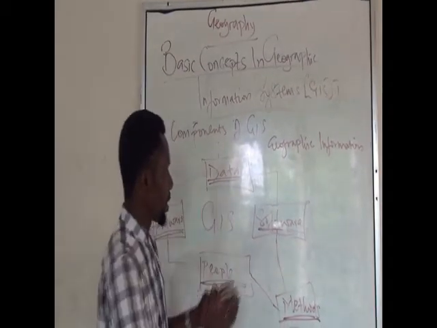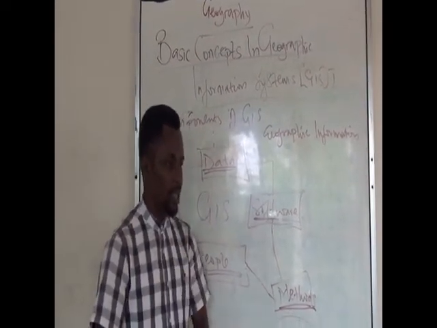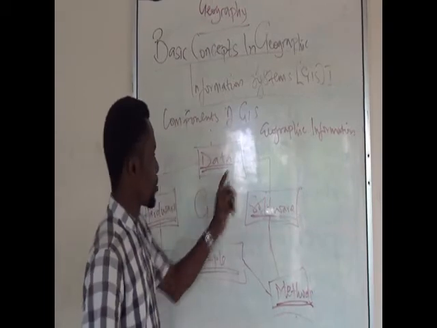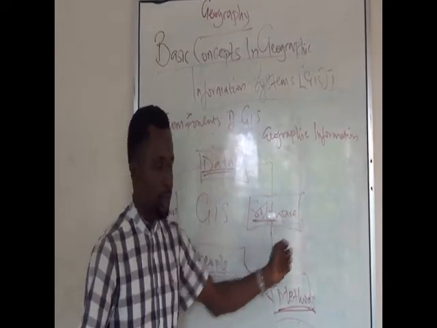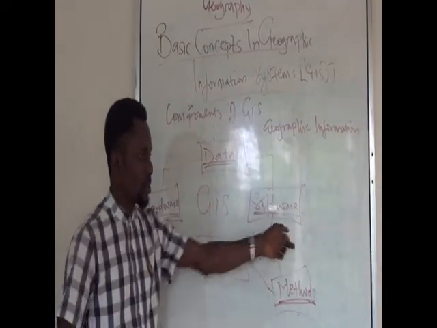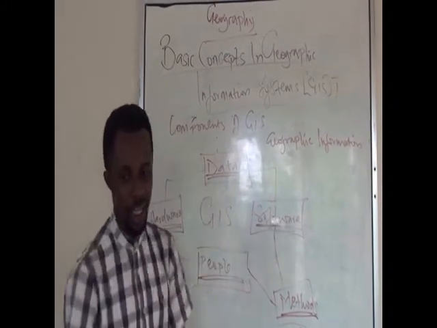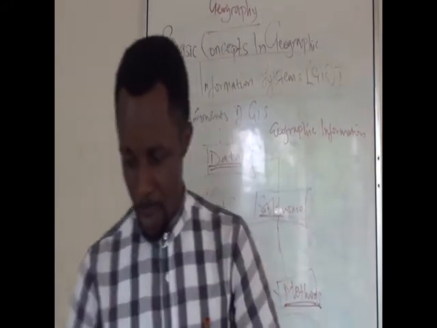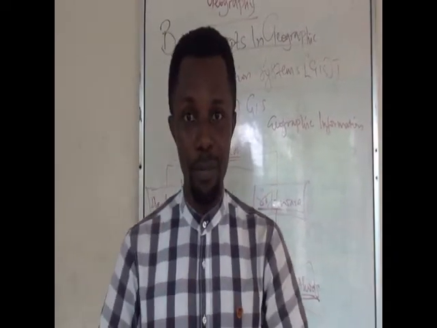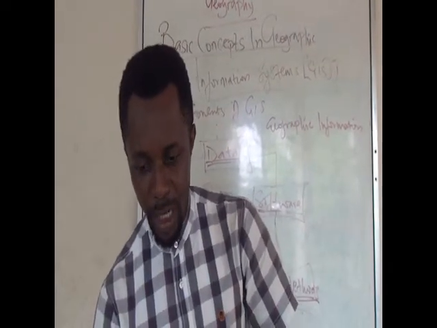For your GIS to be effective, there must be a method. For GIS to be effective, there must be a software for it to run, there must be a hardware to house the software, there must be information and people to manage the whole system. So take note of this. These are very, very important aspects you need to know.